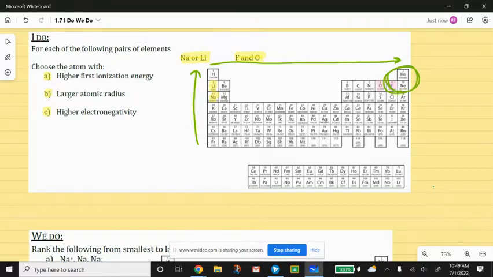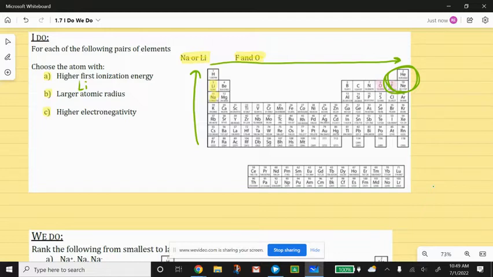So between lithium and sodium, since ionization energy is increasing as you go up because the atoms are getting smaller and the valence electrons are being held closer to the nucleus, therefore they become more difficult to remove, we would say lithium is going to have the higher ionization energy between sodium and lithium.